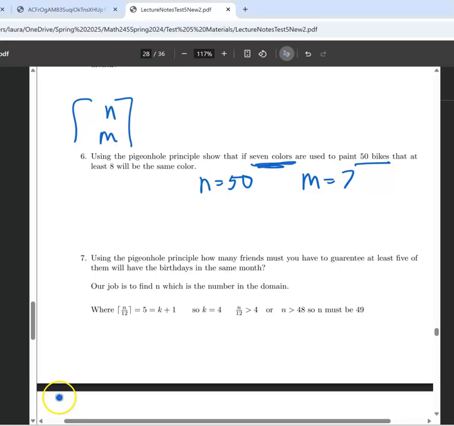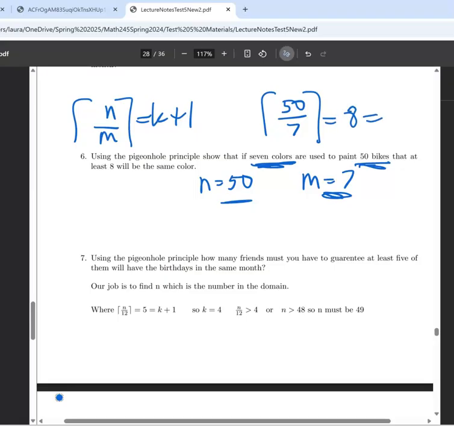I've got 7 colors, so that's what I'm restricted by, and I've got 50 bikes. So I want to find the ceiling of n divided by m, and I want that to be k plus 1. So let's see what we've got in this situation. I've got 50 divided by 7, and you know that the ceiling of that will be 8, and that's got to be k plus 1. Oh, so I know what k is. K is going to be 7.